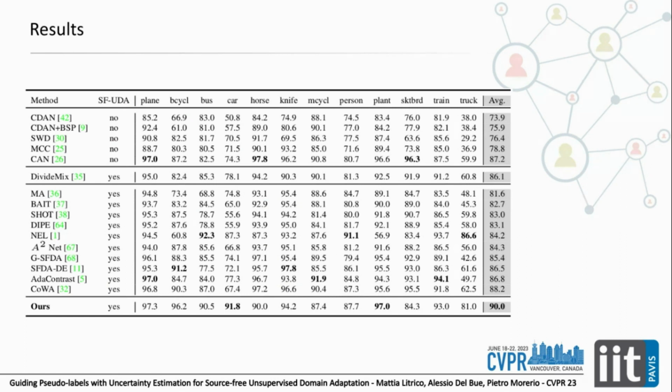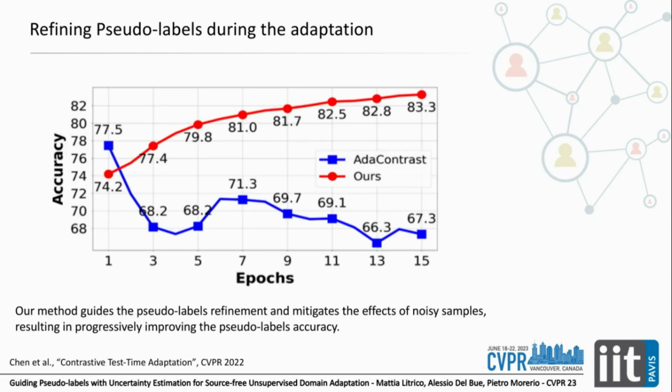Results shown in this table show that our method outperforms state-of-the-art methods by a large margin. Finally, this plot shows that our method is able to refine the pseudo-labels by handling and reducing the noise contained in the pseudo-labels. This enables our model to be trained with more accurate pseudo-labels and to be better adapted to the target domain.